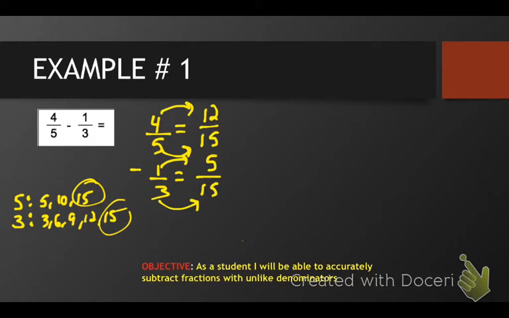Now we're going to subtract. Remember, we are subtracting. So 12 fifteenths minus 5 fifteenths. Go ahead and do 12 minus 5. That will give us 7 over 15. Ladies and gentlemen, we need to check and see if it is simplified. It is. 7 is a prime number, it does not go into 15 evenly. Ladies and gentlemen, 7/15 is our answer. Let's move on to example number 2.